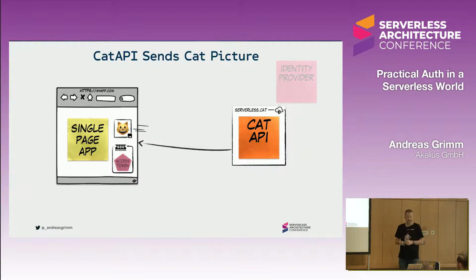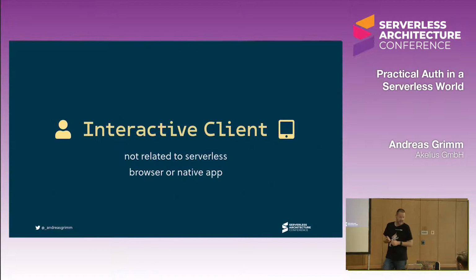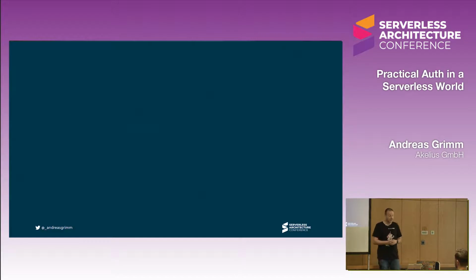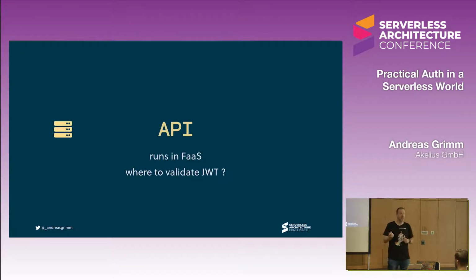Here you have the cat picture. Yes, amazing. As I said, this is an interactive client, which you saw on the left side. It's just an example. This is not related to serverless. It can also be a native app. We're interested in this API, this cat API, for example, which runs in a function as a service.